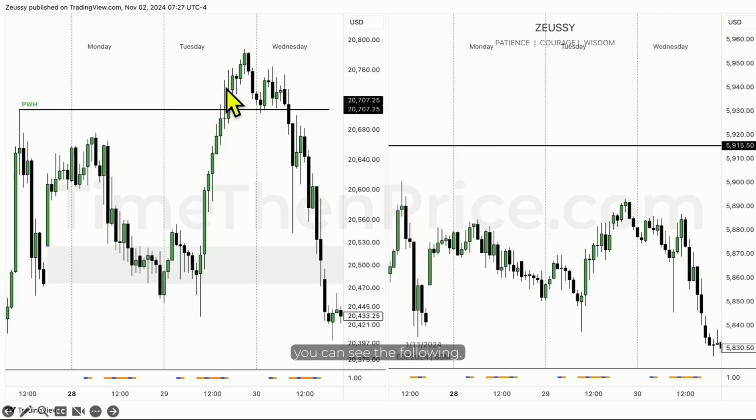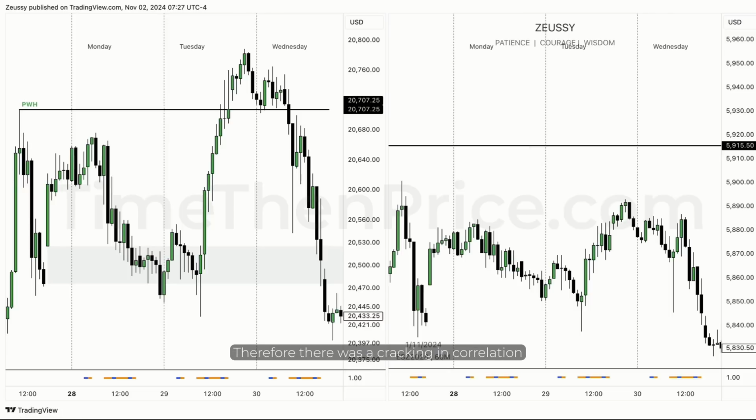Now, if we pay attention to what occurred after Nasdaq repriced above the previous week high, you can see the following. On the left, you can see Nasdaq, and on the right, you can see ES. What you can see is that Nasdaq repriced above the previous week high later on during the Tuesday Asia session. Now, what I want you to see, however, on ES is that ES never traded above this black line, which represents the previous week high.